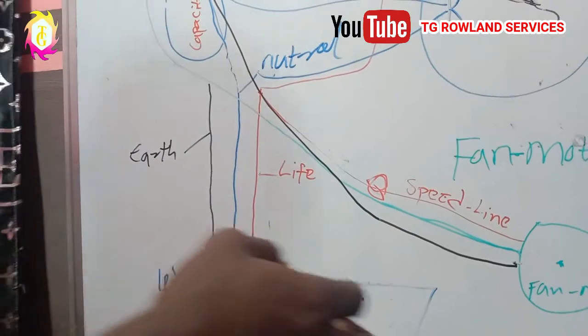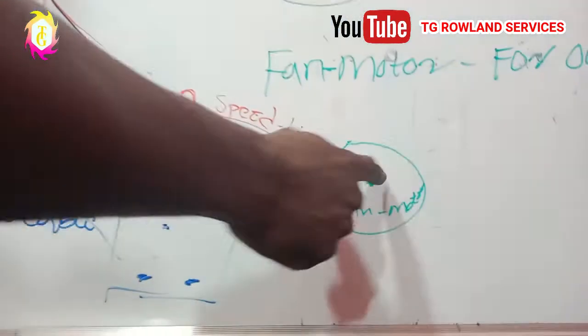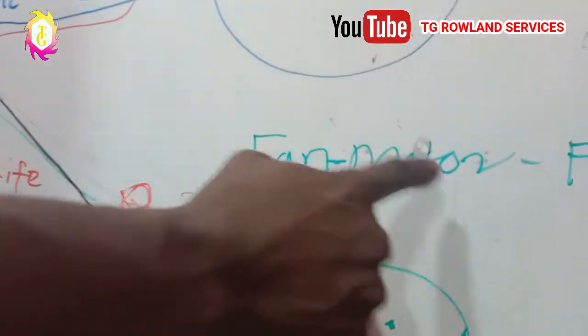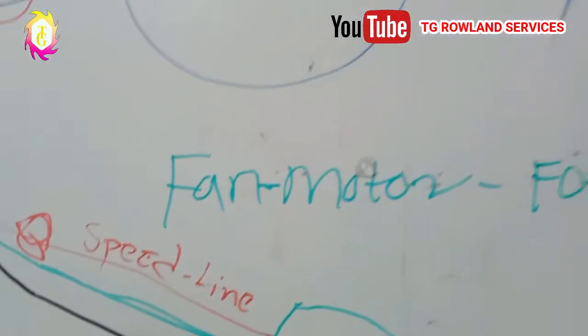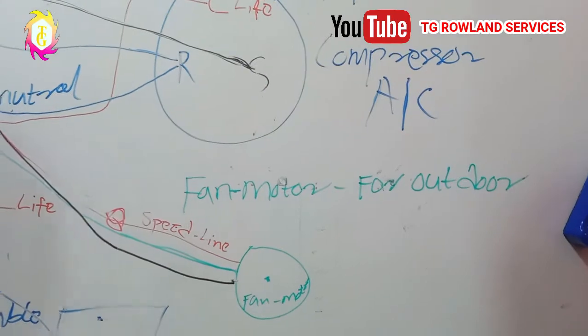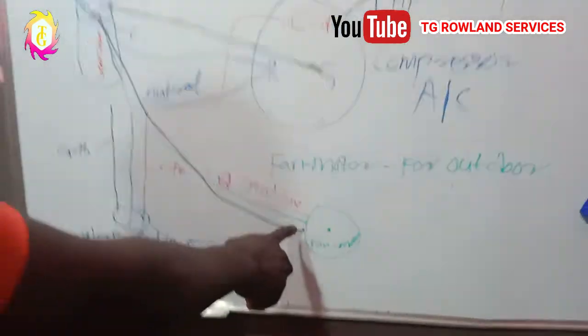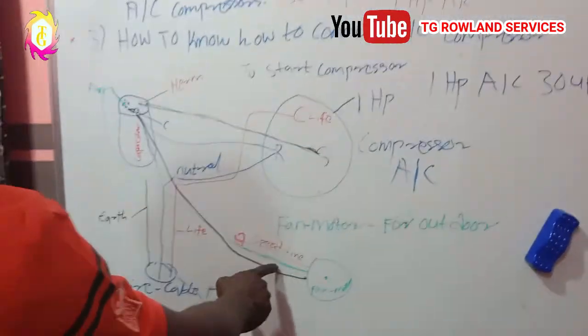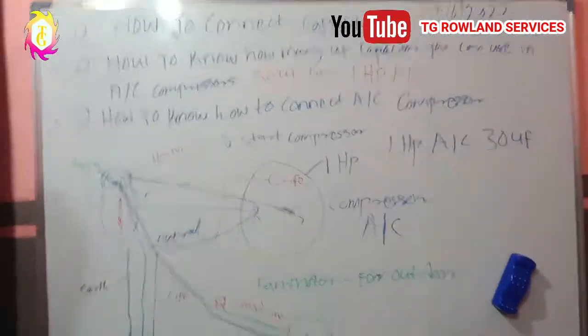And when you see here, what we have here is what? A fan motor. Watch it here. Go up here. A fan motor for outdoor. Have you seen it? Now, when you see the fan motor, it has what we call 3 wires. It has the speed line, the capacitor line, and the neutral line.